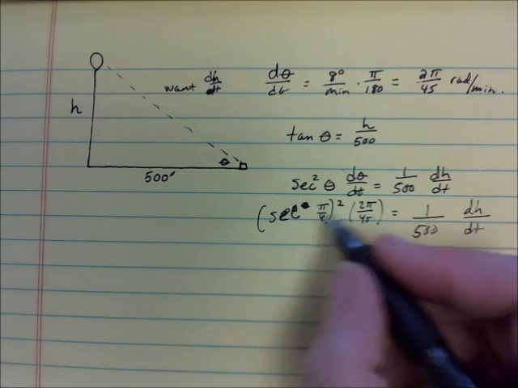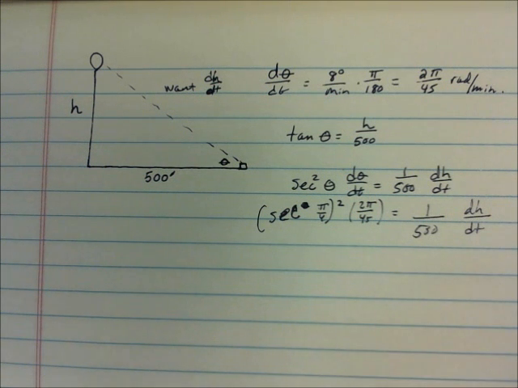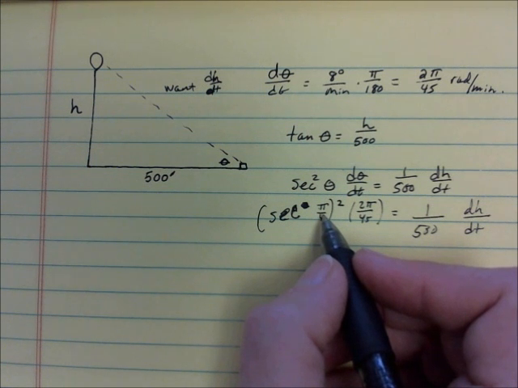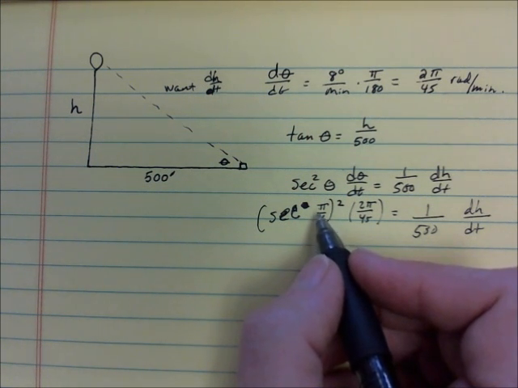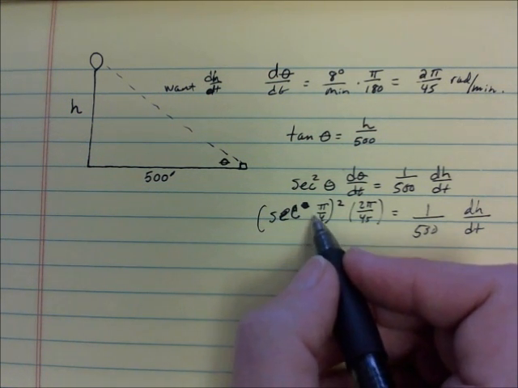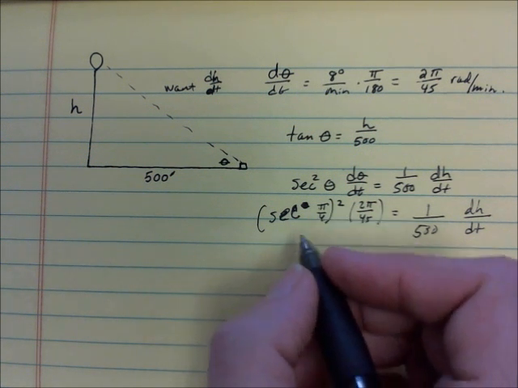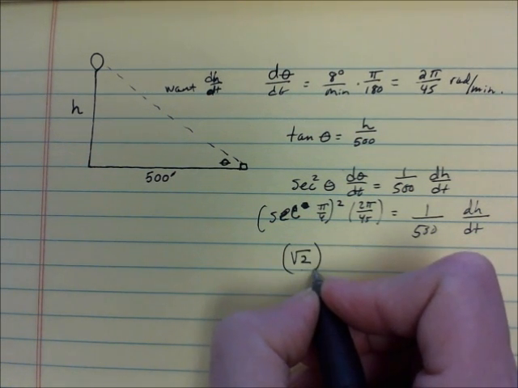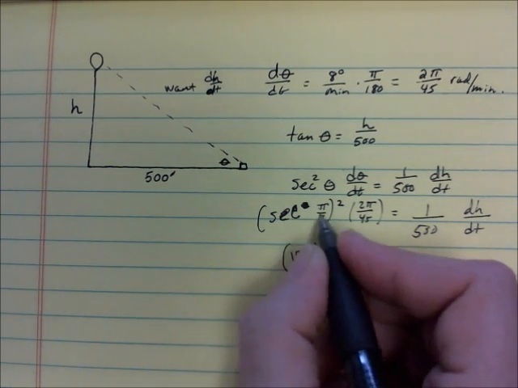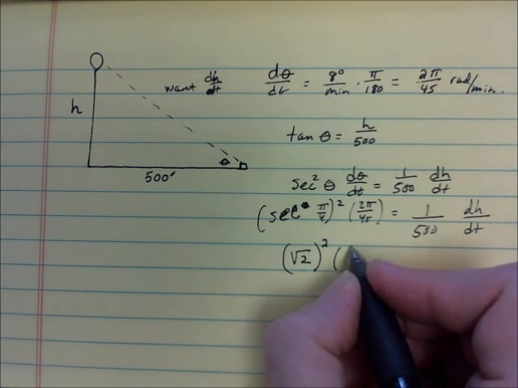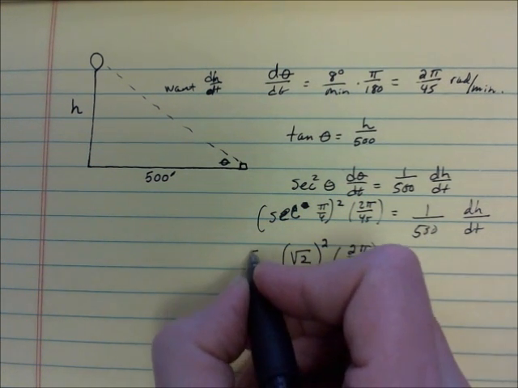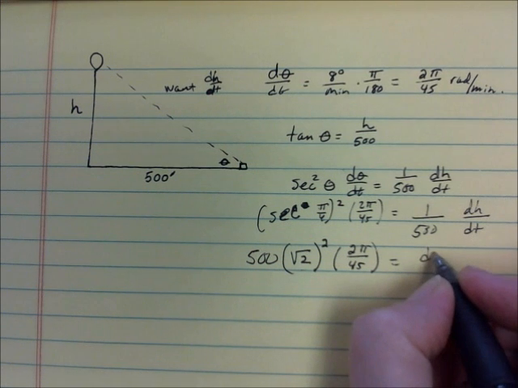So really all we have to do is multiply both of these sides by 500 and we'll get the answer to this problem. Well, the secant of 45 degrees, or pi over 4, hopefully you remember from your 45-45-90 triangle that secant is hypotenuse over adjacent, and the hypotenuse of a 45 degree triangle is the square root of 2 over 1. So we're actually going to square the square root of 2 because that's the secant of pi over 4. We'll multiply that by 2 pi over 45. And then if we multiply both sides by 500, we're going to get what we need, dh dt.